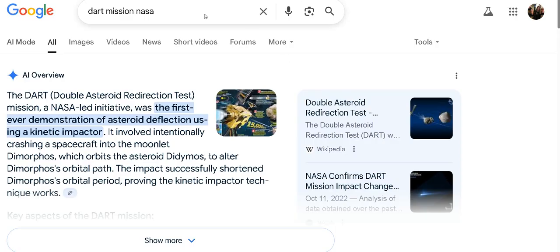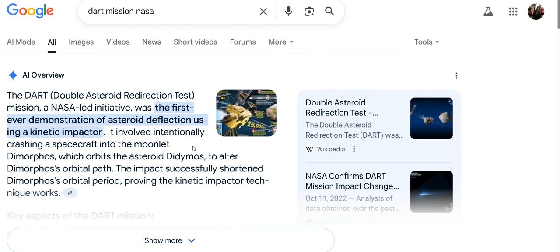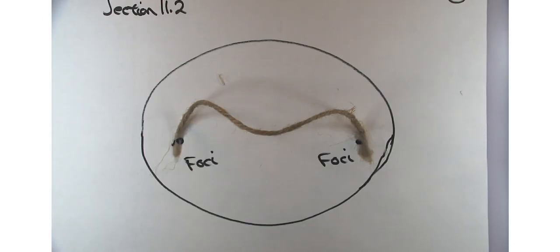Kind of for giggles, if you want to, Google DART mission NASA, and then press the enter key. Or let's see, maybe I just got to hit the read it. There you go. And you get a nice little boom. So kind of cute. But in any case, asteroids, ellipses are important, and we're going to work with those.